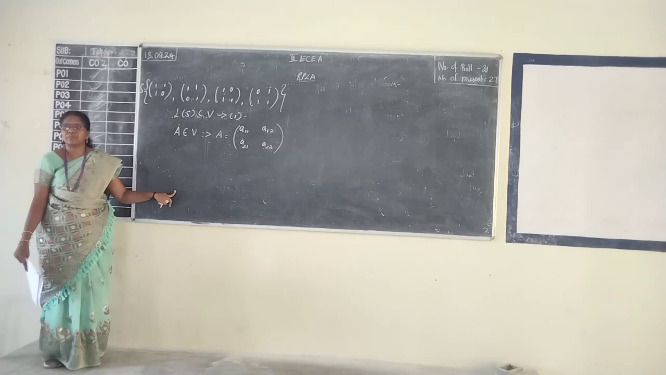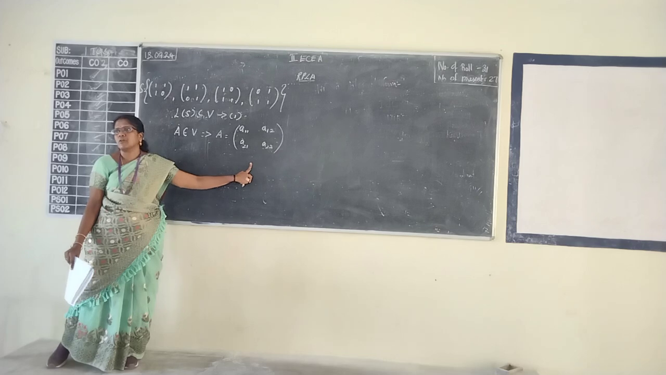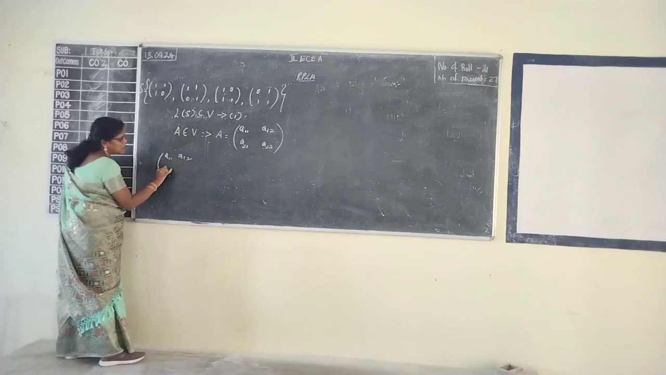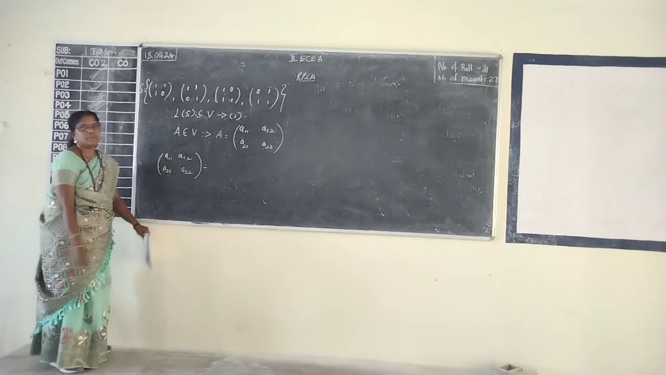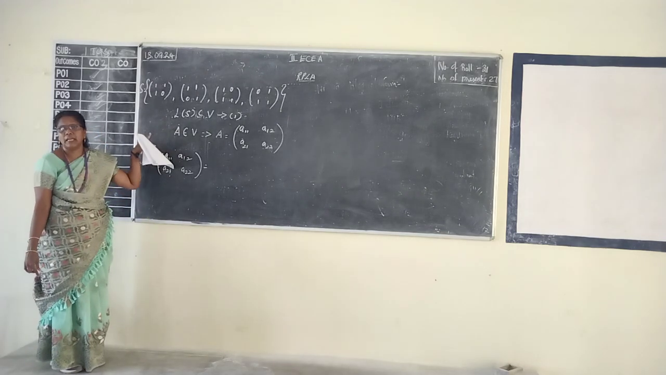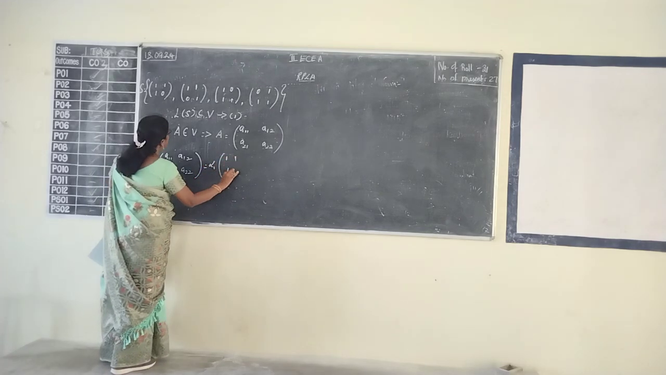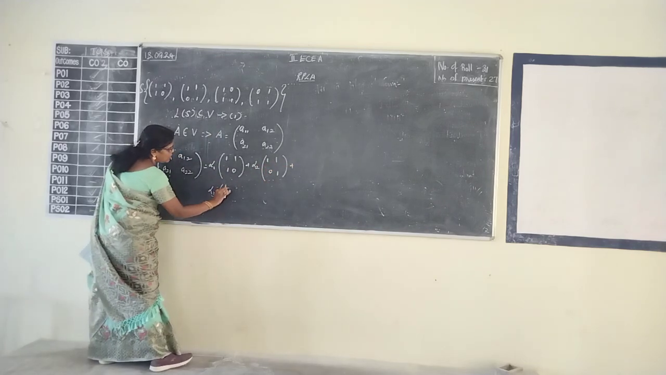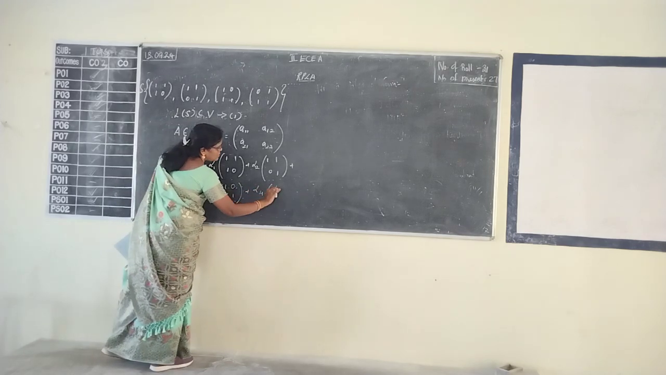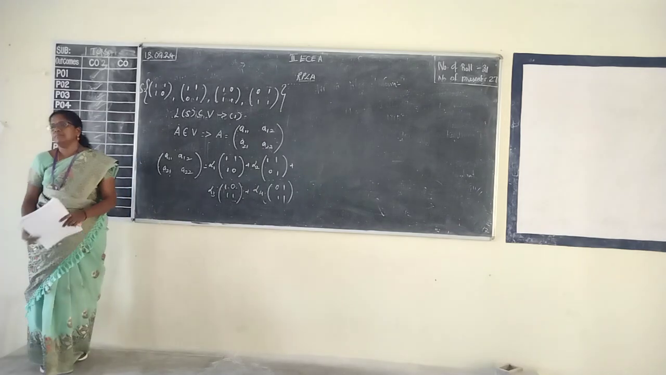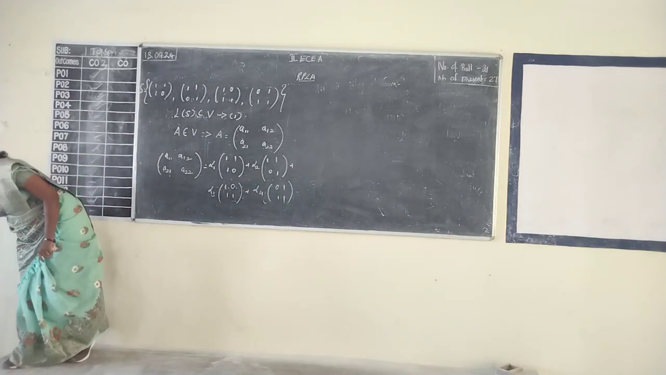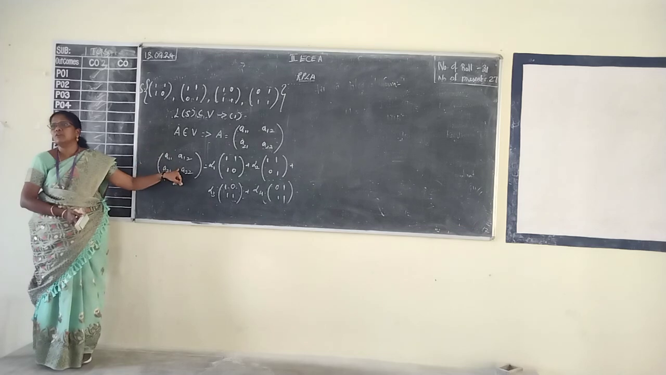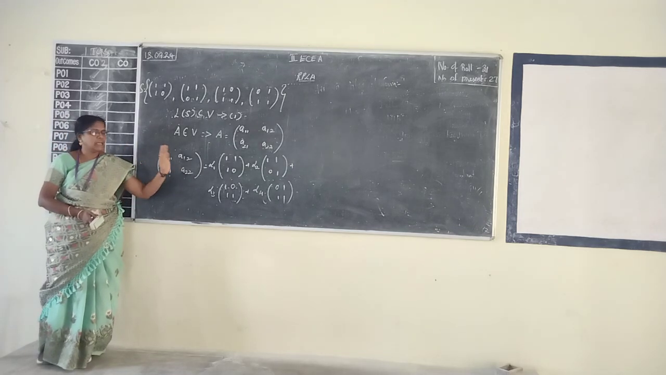What is the next step you have to do? You have to rewrite this element as a linear combination of the elements in S. So write A11, A12, A21, A22 is equal to alpha 1 into the first element, alpha 1 into (1 1 1 0) plus alpha 2 into (1 1 0 1) plus alpha 3 into (1 0 1 1) plus alpha 4 into (0 1 1 1). Here the vector space is the 2 by 2 matrices, so you assume the general element in the form of a 2 by 2 matrix.